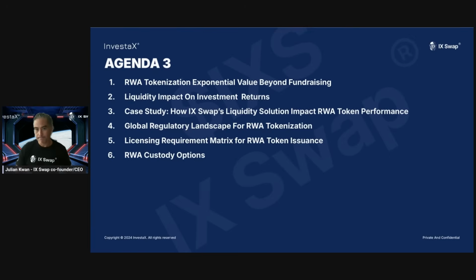Number 3. All right. This is cool. We've outlined, I shouldn't say I, I should say we, our team's outlined the 5 real exponential values of tokenizing real world assets that go far beyond just fundraising. Right? What's liquidity do? Impacting real world asset returns, the returns of real world asset tokens. I'll give you a little case study on IXSwap. I think it's the killer app for the RWA industry, and it's so exciting and so interesting what it can do. Regulatory framework around the world, custody options, etc. Let's get on.